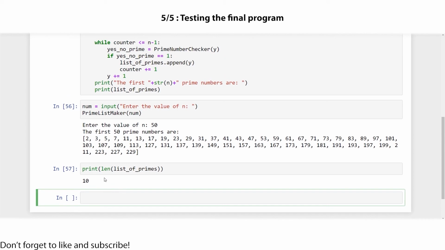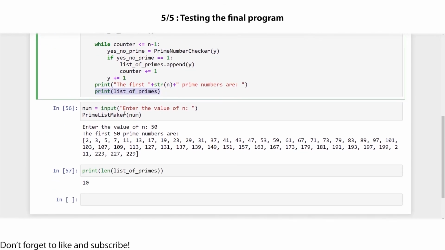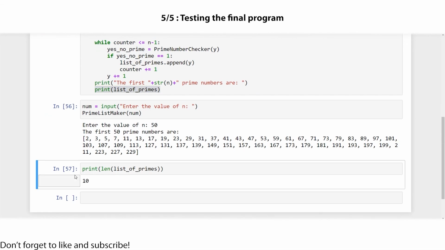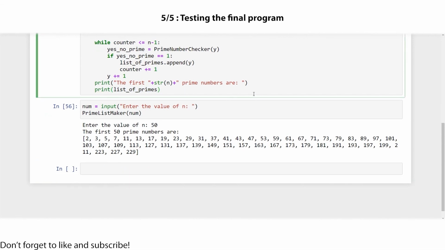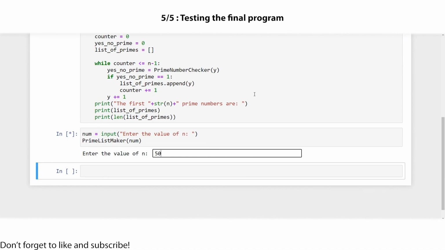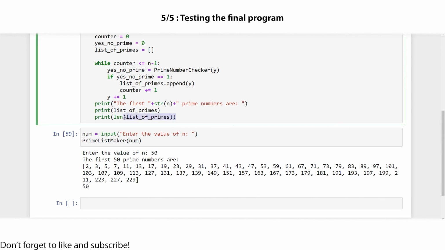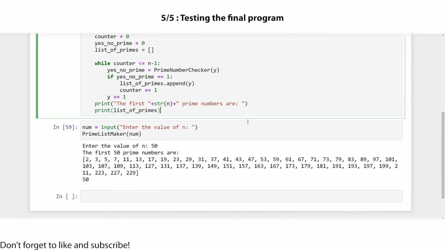Okay, so it's not actually going to do that because list of primes is local inside this function here, so it's not going to exist outside, so that's not going to work. What we can do instead is, for now, get rid of this and just put it here. Print the length of the list of primes. Okay, so let's type in 50. And yeah, it's telling us that it's exactly 50, which is what we're after. So we can go ahead and get rid of that.